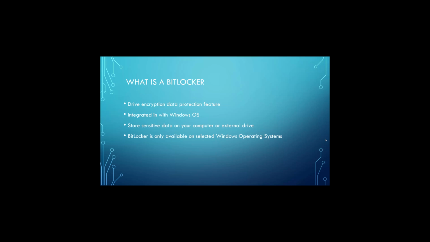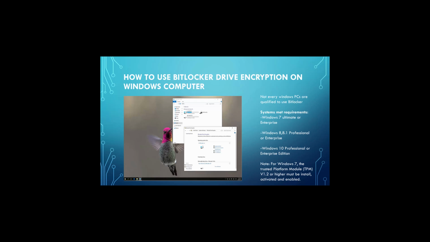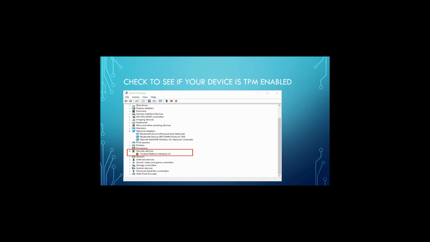If it is a desktop, then I would definitely recommend you use a UPS, uninterruptible power supply, before going on. You also have to check to make sure your device has the TPM chip, as I said earlier, if you want to use BitLocker on your computer.